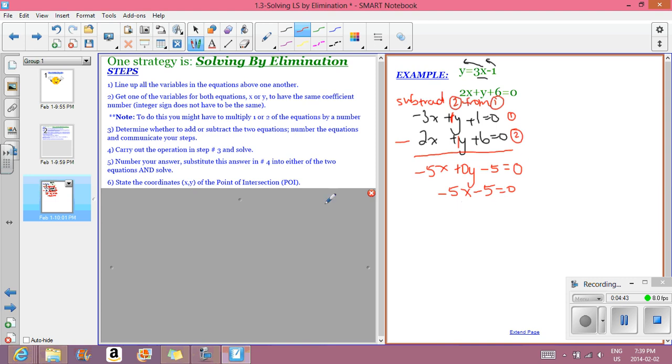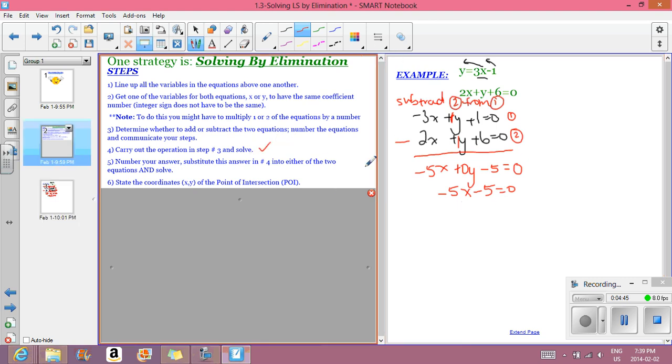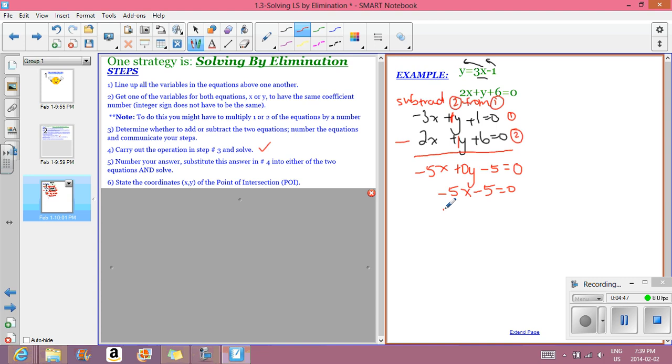Rearrange this and solve. That was the next part here. We have -5x = 5. And then divide both sides by -5. And we have x = -1, which notice is the same as before. So now I'm going to change up. And if we number this, this is number 3. We are going to sub number 3.